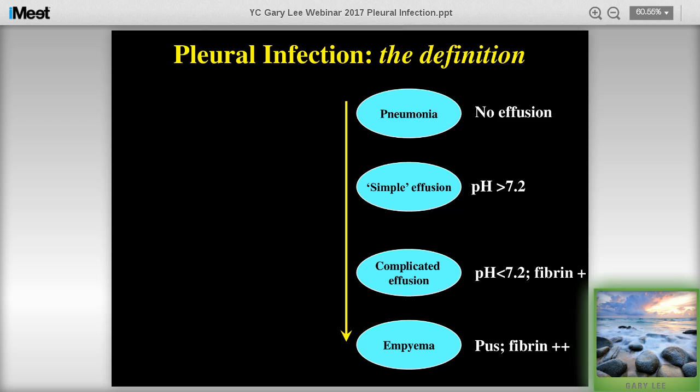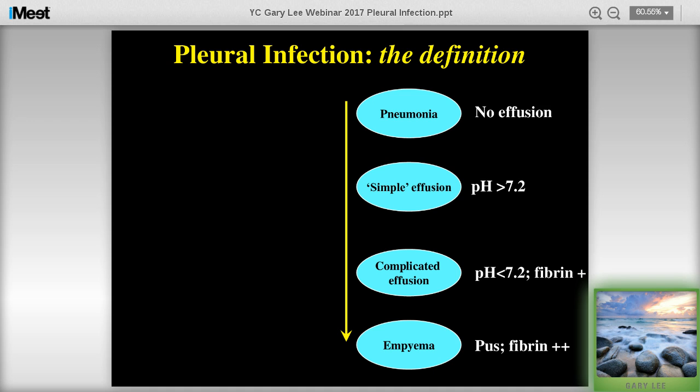Before I start, I would like to define what we're talking about when we say pleural infection. When patients with pneumonia come in, they often do not have a pleural effusion right from the start. If you use a very sensitive modality like ultrasound, you'll find that about 40 to 50% of them will have a pleural effusion. And at the start it is usually a simple effusion, which is free-flowing and has a neutral pH.